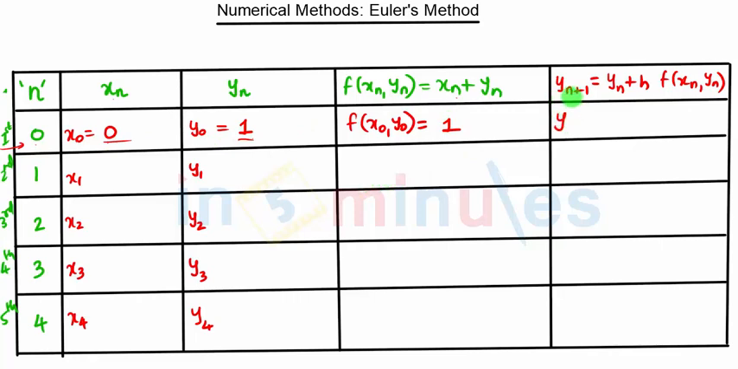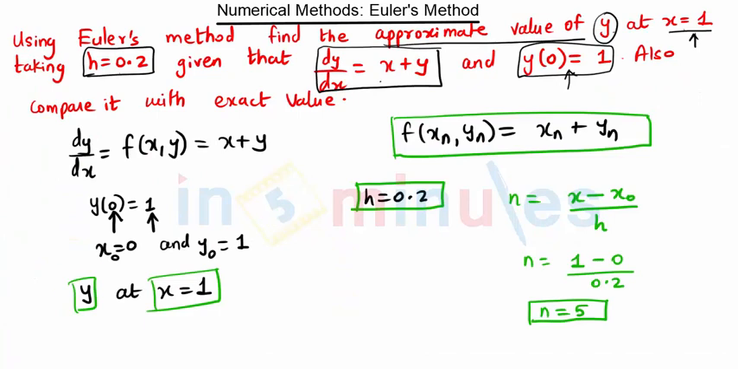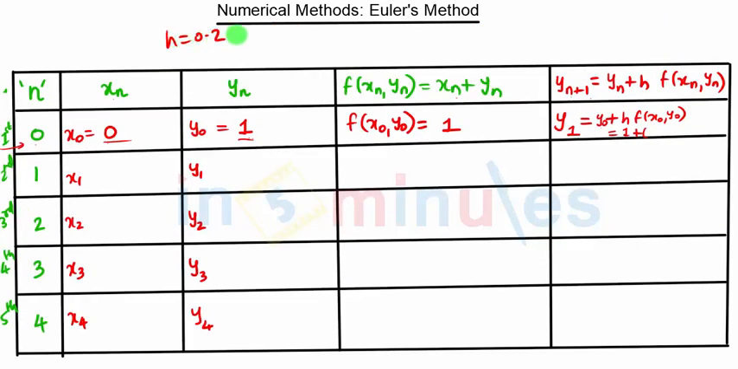To calculate y of n plus 1, n is 0 in the first row, so 0 plus 1 is nothing but y of 1 equal to y of 0 plus h into f of x0 comma y0. So when we calculate this value, it turns out to be y0 is 1 plus h into f of x0 comma y0. H is 0.2, so I am writing here h is 0.2. So 0.2 into f of x0 comma y0, f of x0 comma y0 is 1. So it is nothing but 1 plus 0.2 into 1, so it is 1.2. So y1 is 1.2.